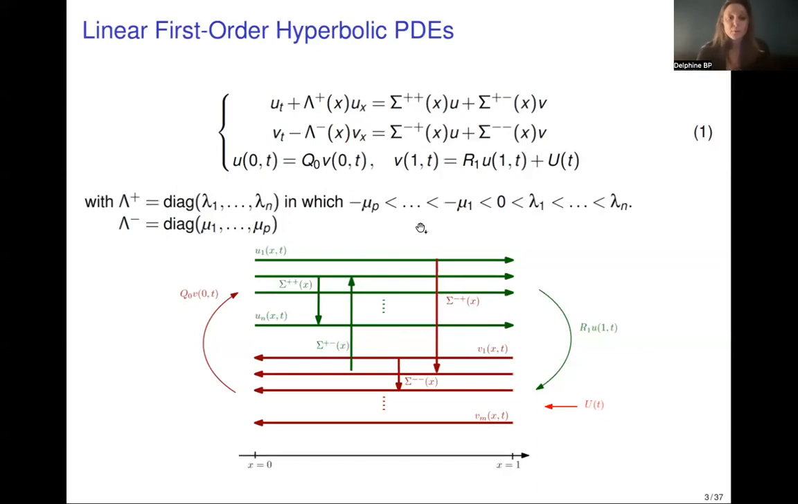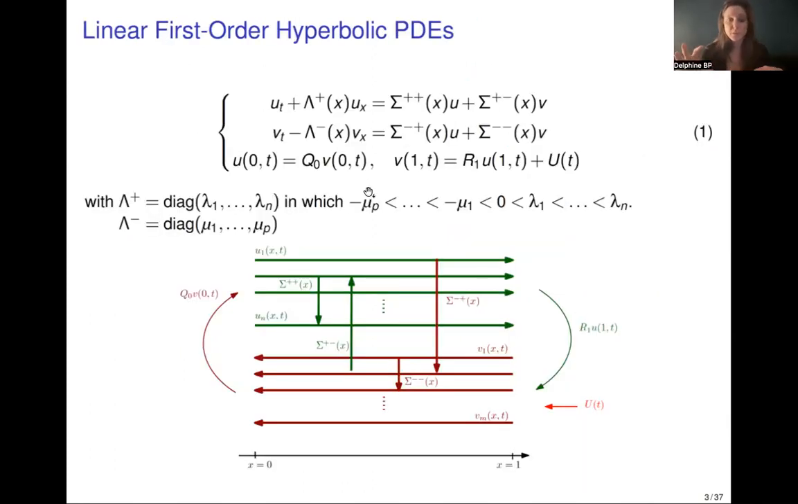Then you also have boundary conditions linking what's going on at 0. So U of 0 is supposed to be related to V of 0, what is flowing out of the system, through the matrix Q0. V at 1 is related to what's flowing out of the U subsystem through the matrix R1. And we assume that, for instance, we control only what's going on at x equal 1 through the input capital U of t.